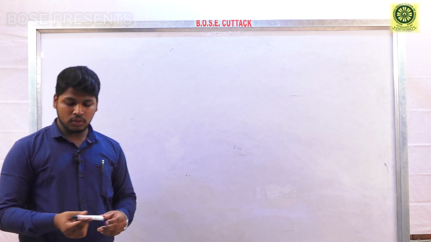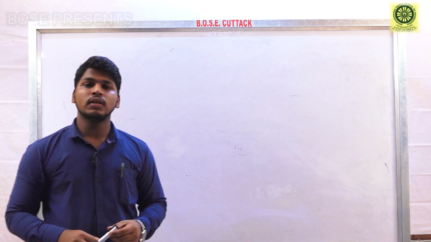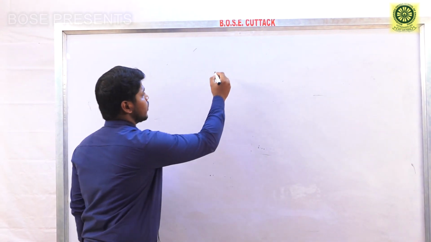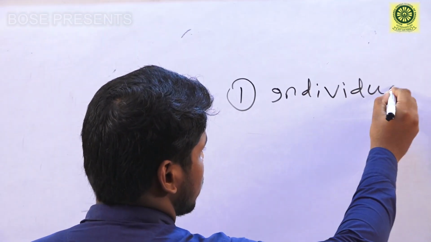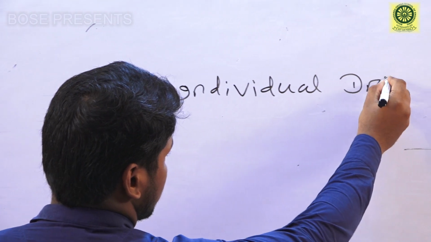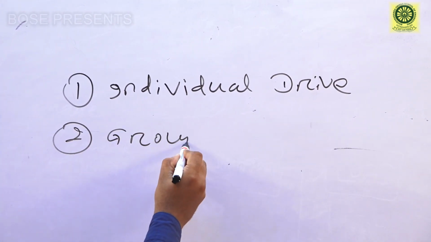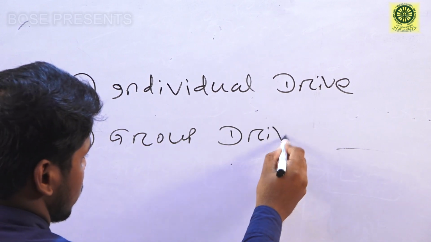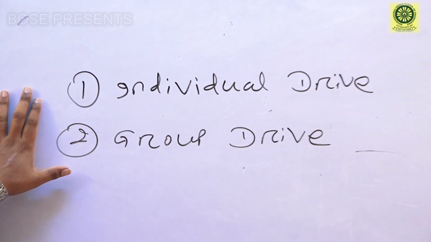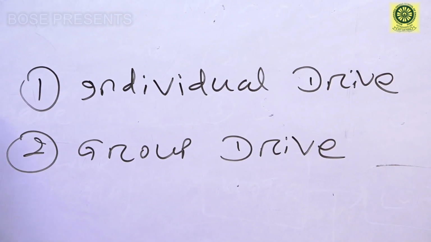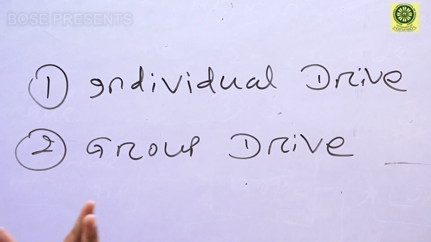So next is the type of drive, that is, an individual drive or a group drive. The types of drive are, one is individual drive, and the next one is group drive. First of all, we see the individual drive. In case of individual drive, for every working machine there will be a separate electric motor.